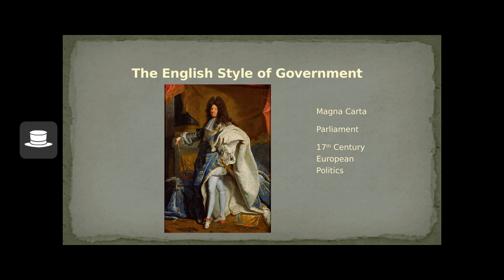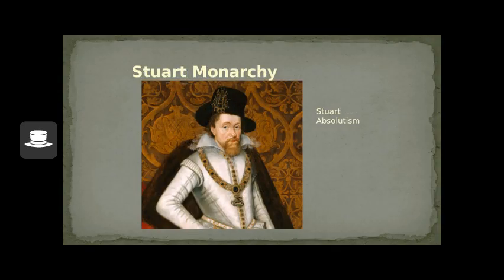Now, this wasn't because the English kings liked it that way. As a matter of fact, we're going to see that in the 17th century, as the trend was moving toward absolutism, some of the English kings attempted to impose absolutism on the English. And this was particularly the case with the new monarchy known as the Stuarts.